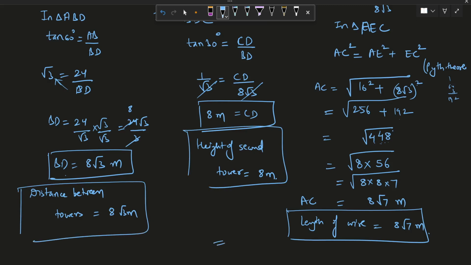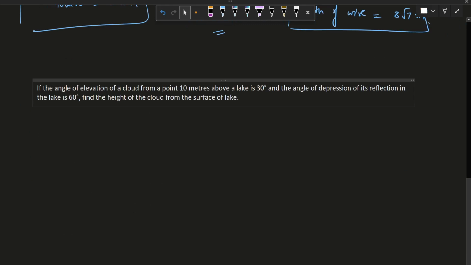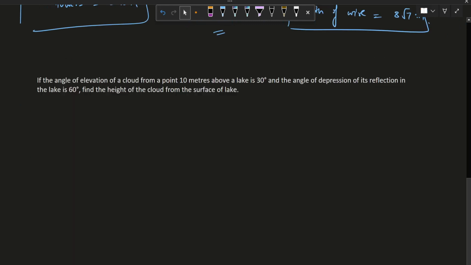I hope this is clear, students. Okay, now let's move to the next question. Very important question. Read it because it is related to the reflection of a cloud in a lake. Given that the angle of elevation of a cloud from a point 10 meters above the lake is 30 degree and the angle of depression of its reflection in the lake is 60 degree, find the height of the cloud from the surface of the lake.